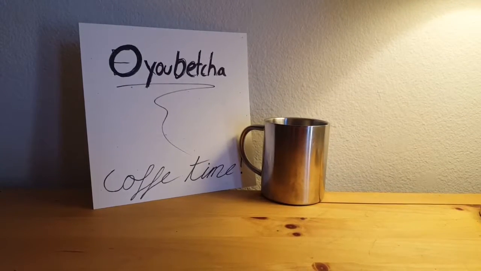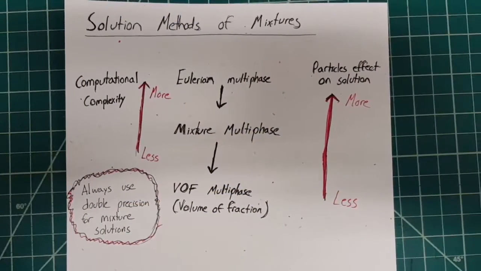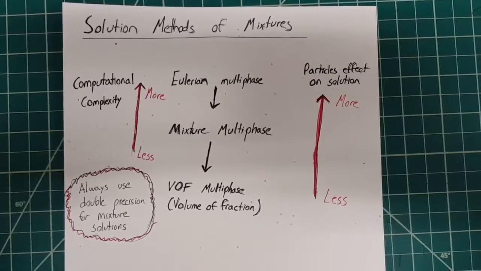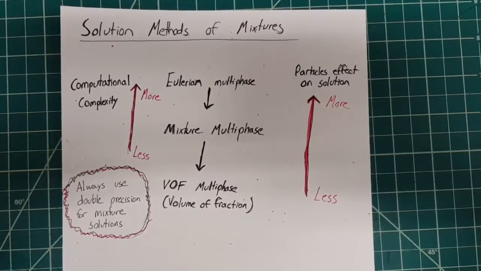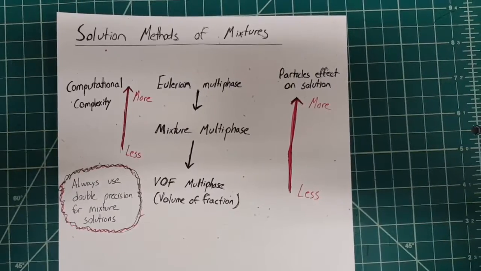Today we'll be going over some different types of solution methods for multi-phase mixtures. Typically in ANSYS we've got 3 different solution types for the different types of problems that we're going to be facing here, but one note: always use double precision.